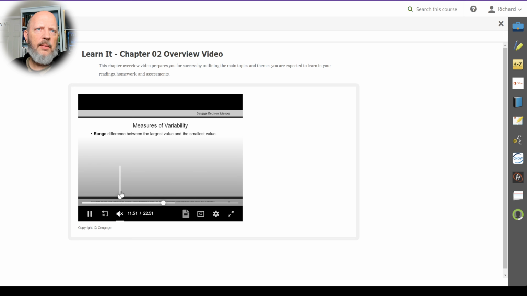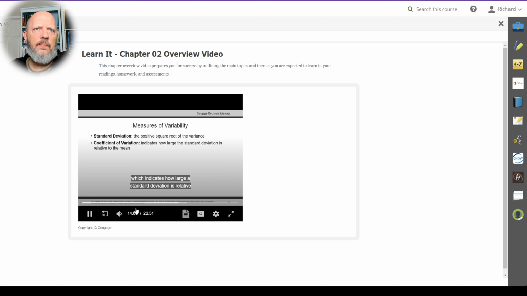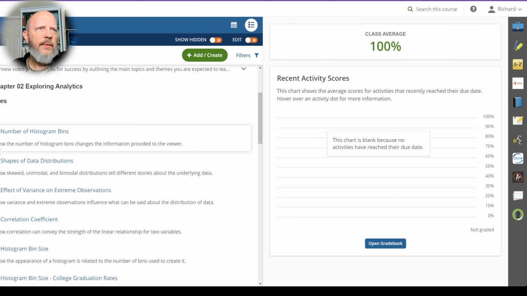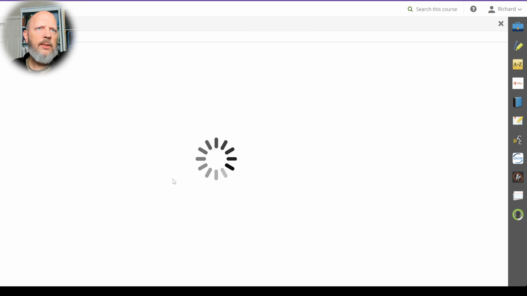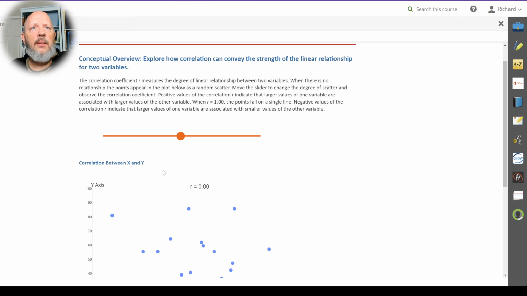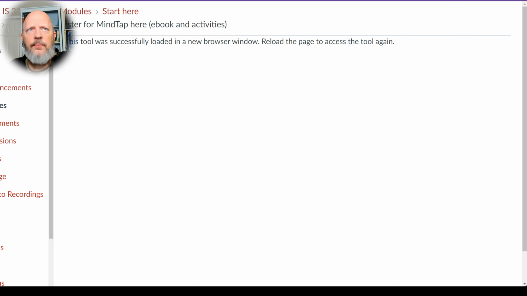You can unmute it. Largest value and the smallest value. The variance or variation, which indicates how large the standard deviation is relative to the... So you have that, and like I said, you can go through in here and see more stuff. There's more videos. Hey, I don't know what correlation coefficient is. So there's videos, there's interactions, there's a ton of stuff with this book. I know it's just a lot, but I just want to show you that because I know students were a little confused. So that was one.